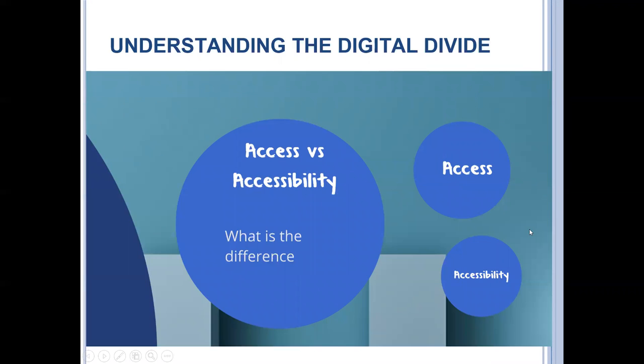So, what do we understand by the digital divide? There are two aspects that we need to understand to be able to understand what we mean by the digital divide, and that is access and accessibility. What is the difference?